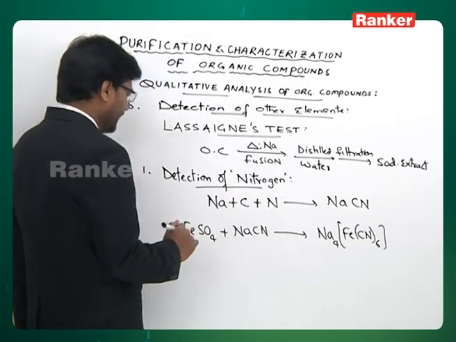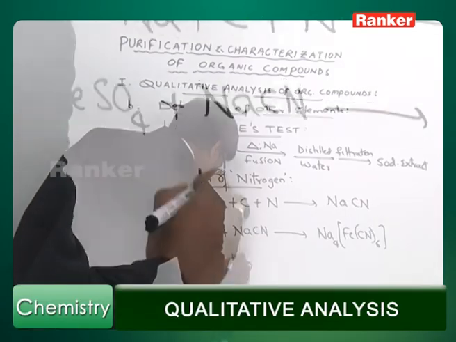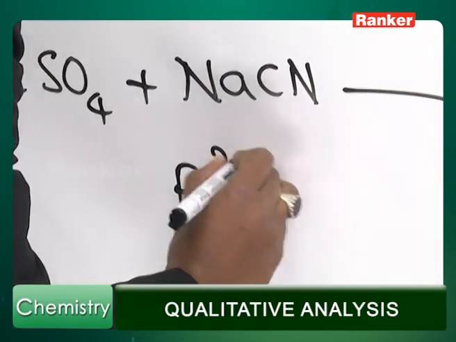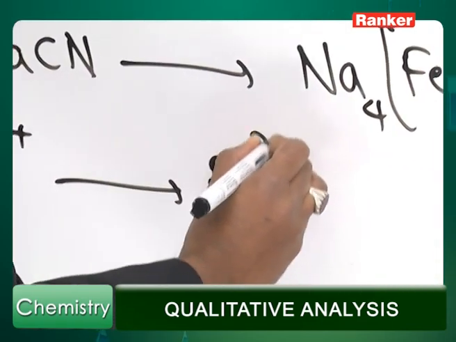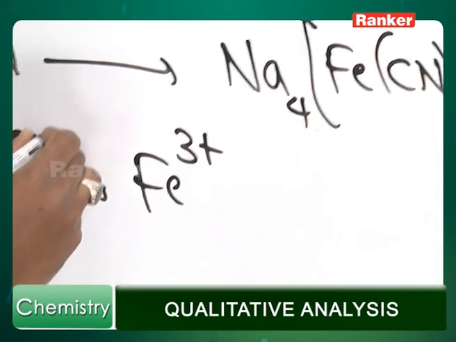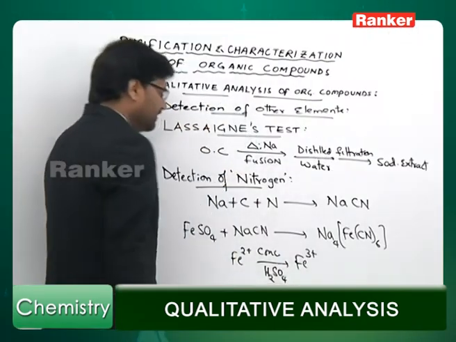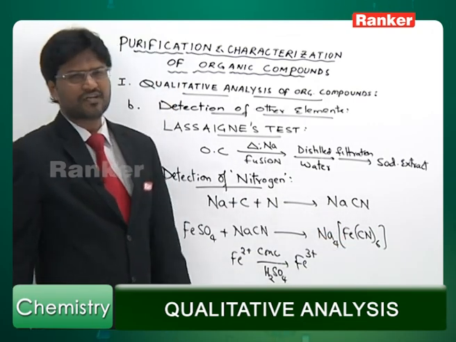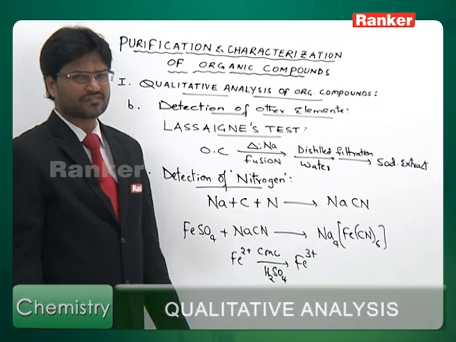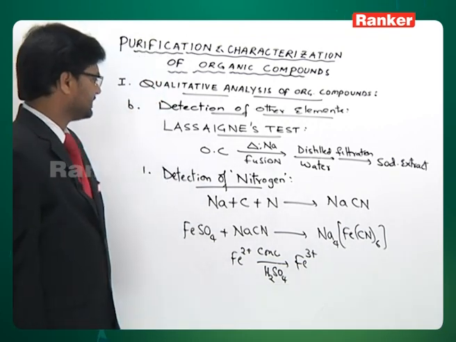Now, you need to add concentrated sulfuric acid. Any ferrous will get oxidized to ferric by concentrated sulfuric acid. Now, this ferric will combine with this to give a Prussian blue colored substance. The chemical name is ferric ferrocyanide.